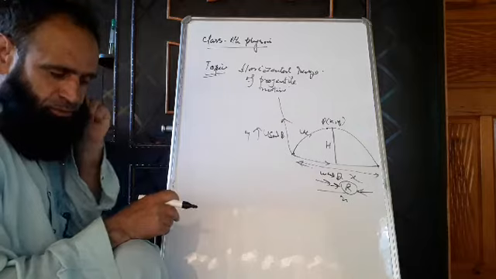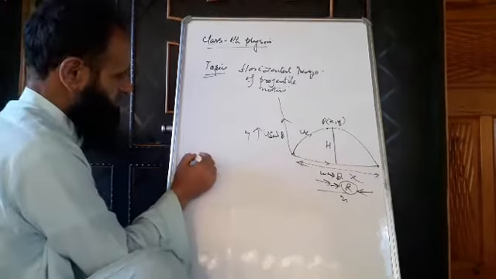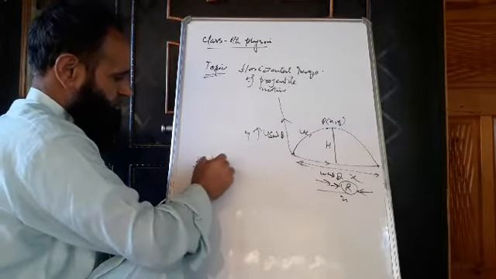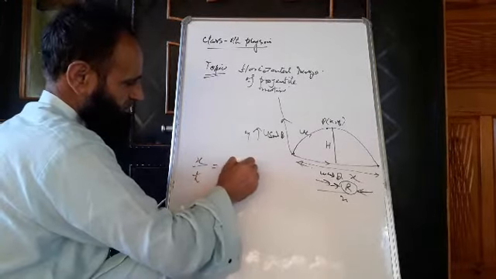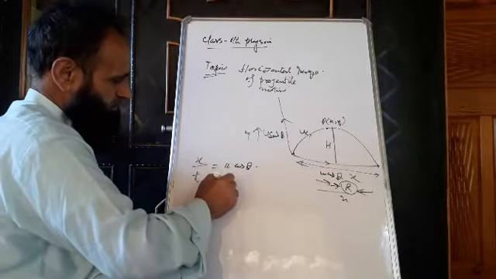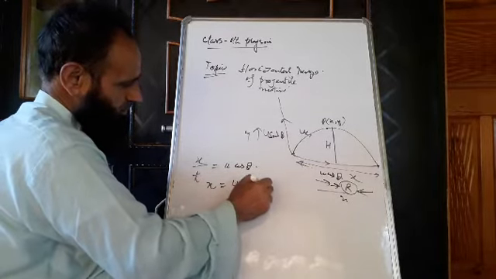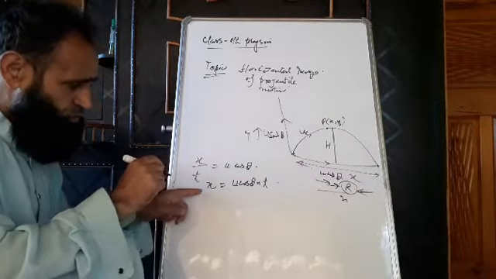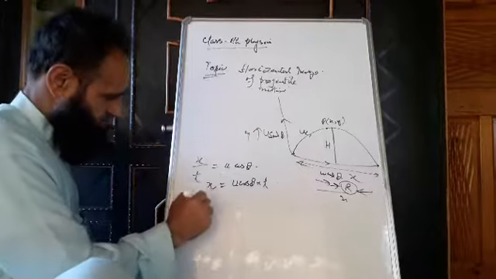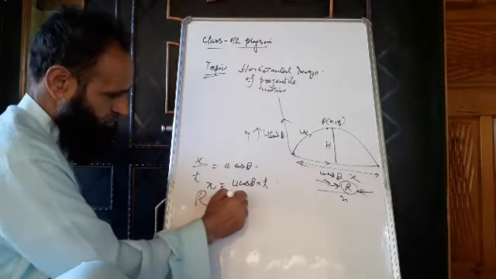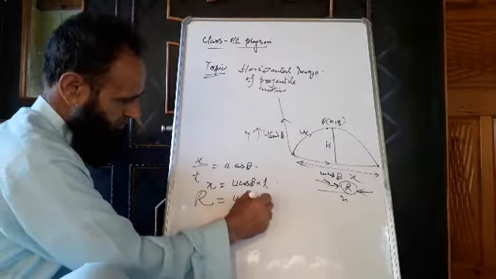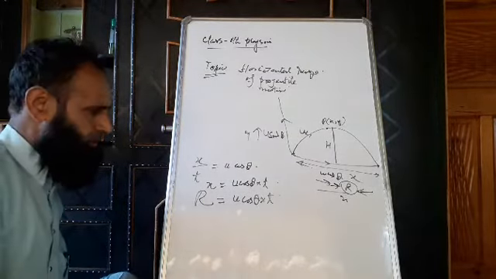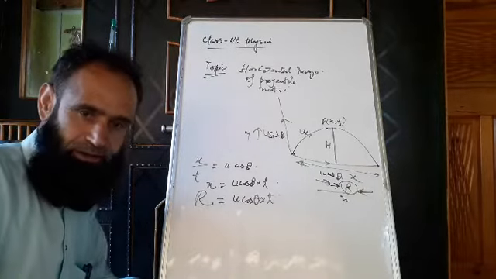For horizontal motion, this is our horizontal motion x. It is covered in the time t, and its velocity is u cos theta. So x is equal to u cos theta into t. We can take this x as R, the horizontal range. R is equal to u cos theta into t. It is our equation for horizontal range.